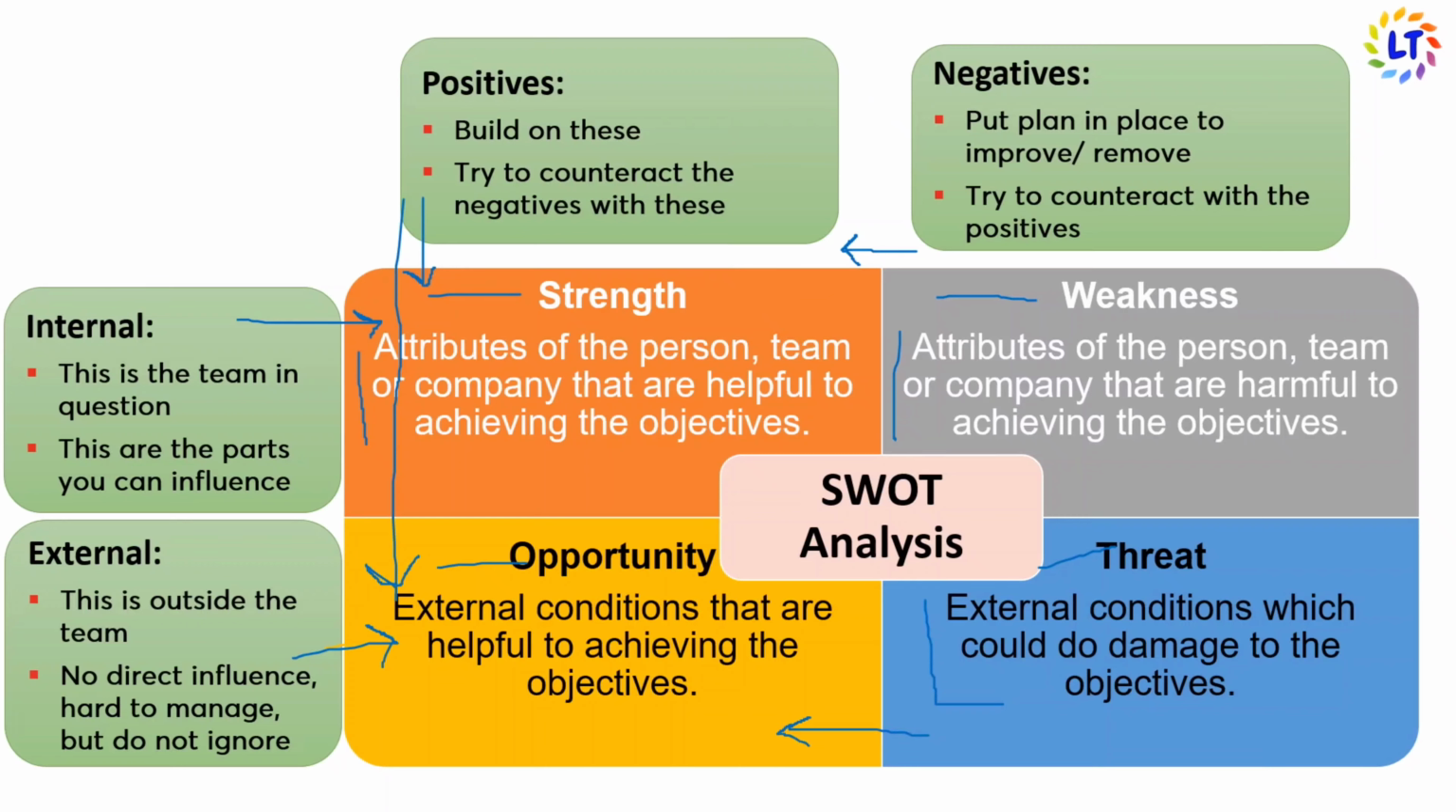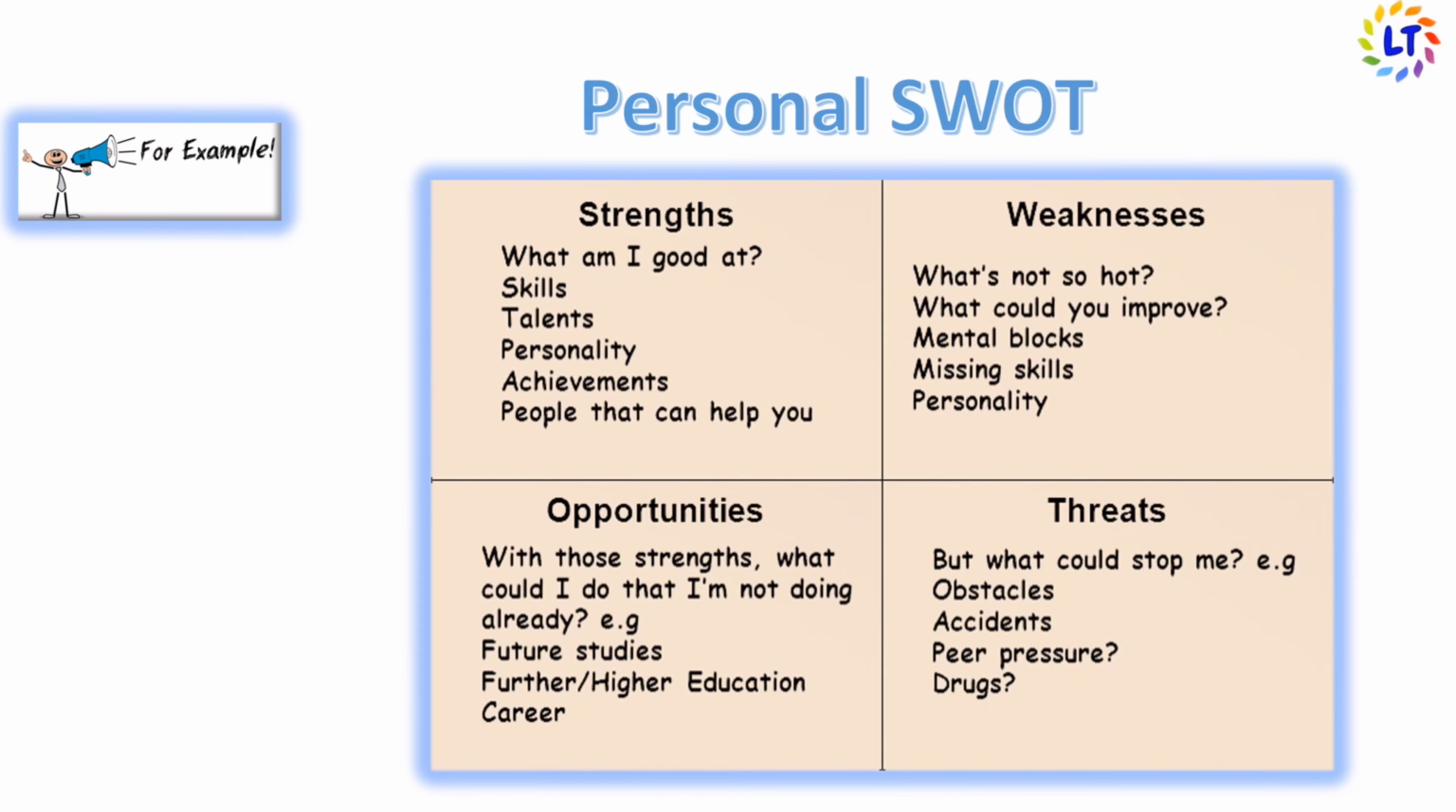Here is an example of personal SWOT analysis. Find your strengths. What are you good at? What are your talents, achievements and skills that can help you, let's say, to get any good job? Next, find your weaknesses, like what can you improve? What skills are missing that is becoming an obstacle for you? Try to convert it into strength.